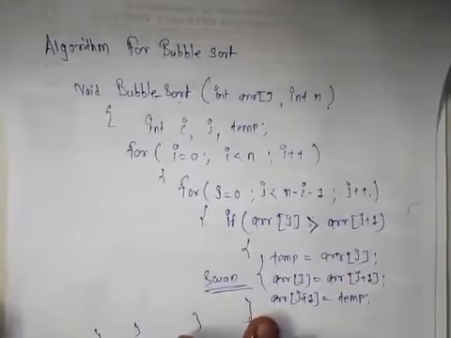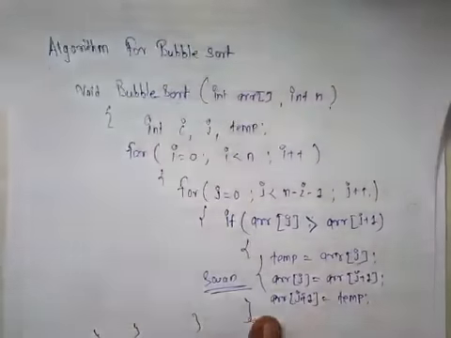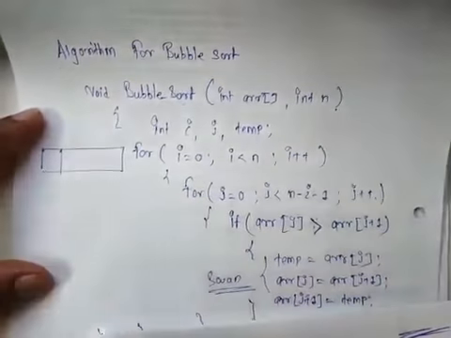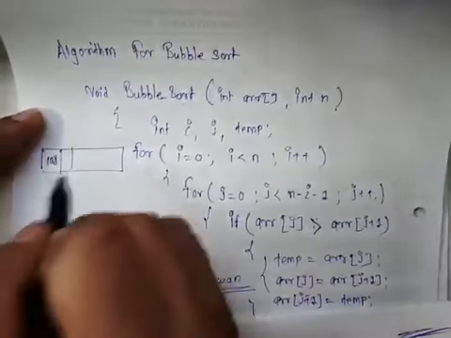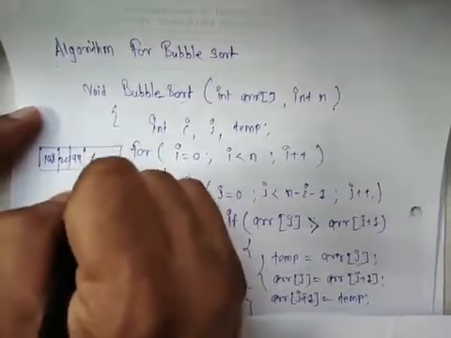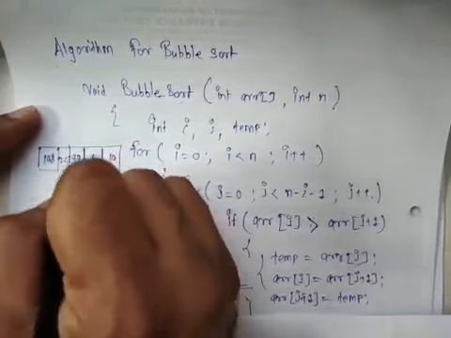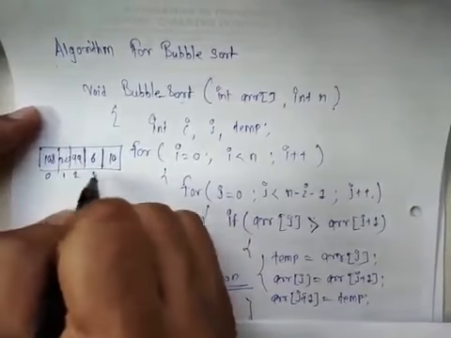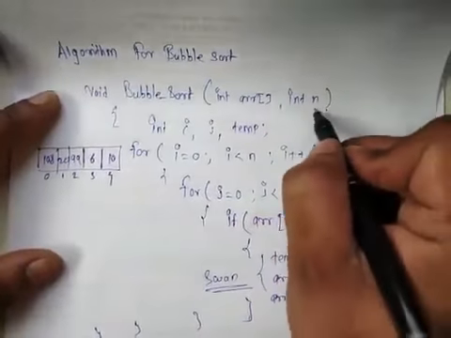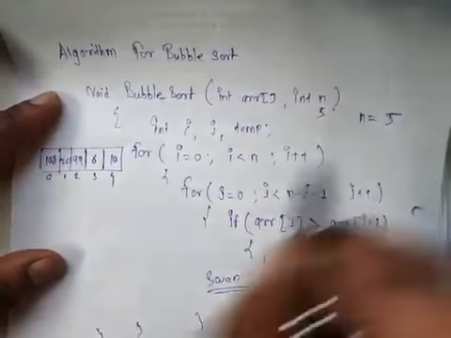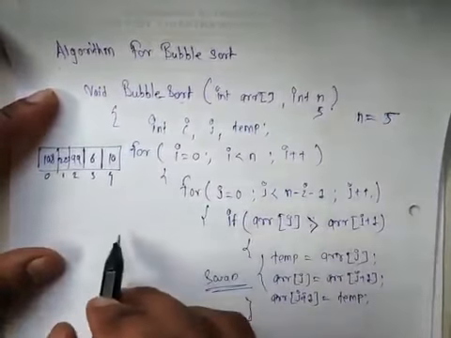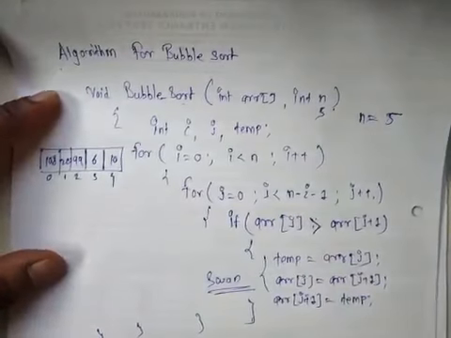Okay, now let's check the same concept with this array. So here I'm going to write this array: 108, 20, 99, 6 and 10. So this is index 0, 1, 2, 3 and 4. So size is what? An integer n is equal to 5. The size of the array is 5, the array is holding a maximum of 5 elements.